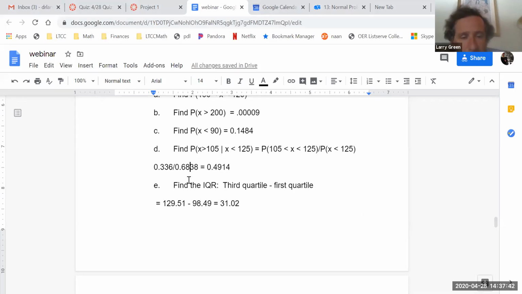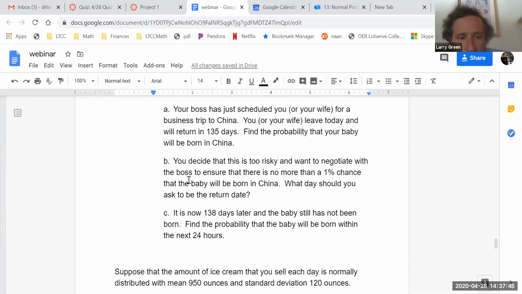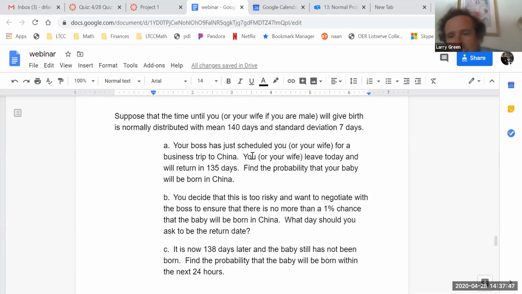Okay, I think I'm gonna go to the word problem now, or at least the first word problem. Fun little problem. Suppose that the time until you or your wife, if you're male, will give birth is normally distributed with mean 140 days and standard deviation 7 days. By the way, this is not a math question, but hopefully you all know: what does it mean to say the mean is 140 days in this situation?